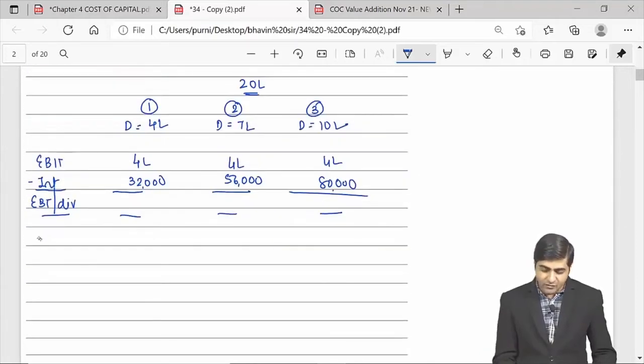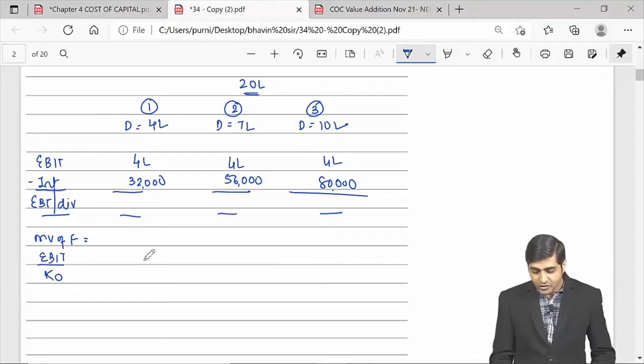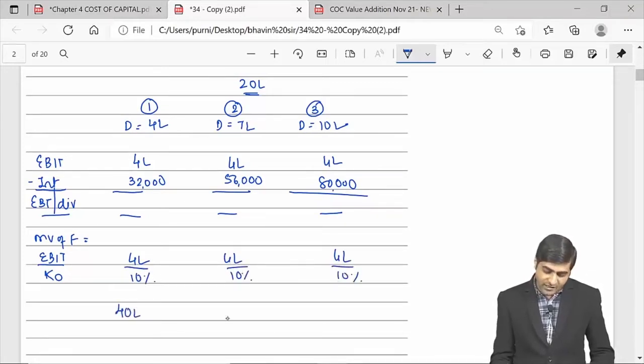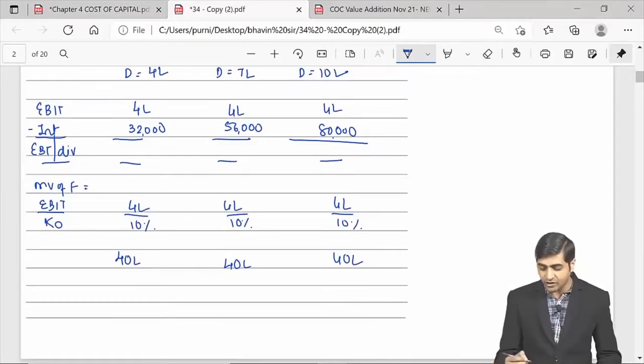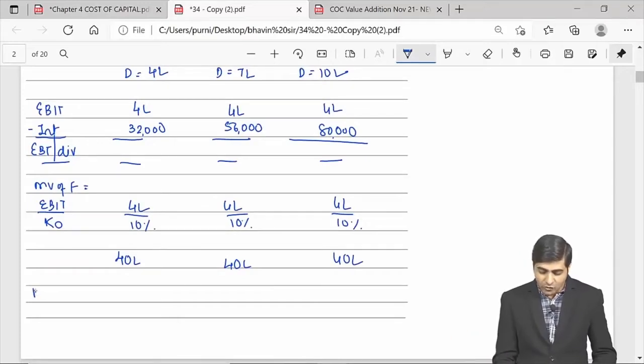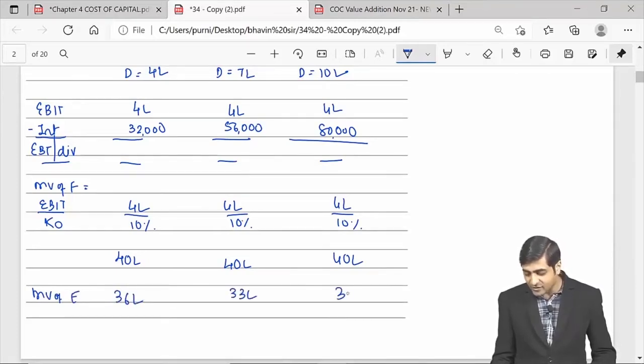So in this particular case, what will be the market value of firm? Here you will calculate your market value by taking your EBIT and dividing that by KO. Your EBIT is 4 lakhs and your capitalization rate is 10%. So this will give you the market value of the firm, which is 40 lakhs, 40 lakhs and 40 lakhs. Guys, from this, if you subtract the debt component, which is 4 lakh, 7 lakh and 10 lakh, you will be getting your market value of equity. That will be 36 lakhs, 33 lakhs and 30 lakhs.